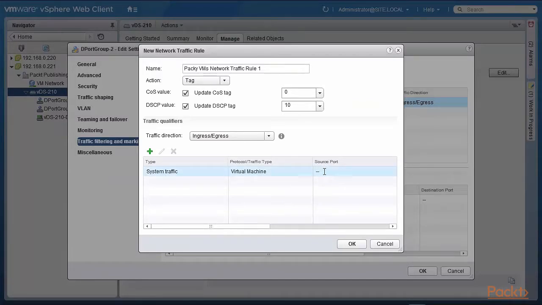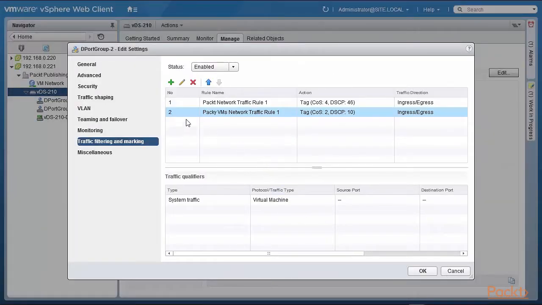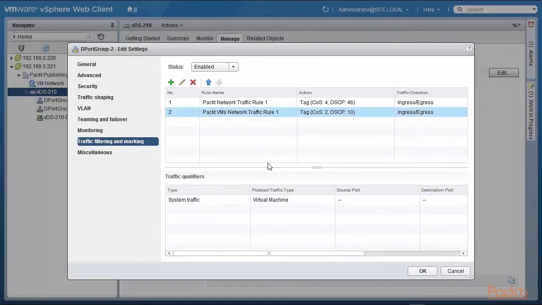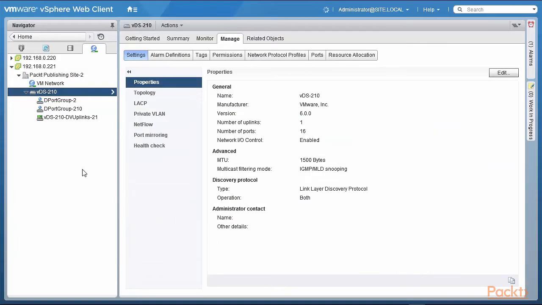We haven't specified anything else here in terms of source ports or anything. So okay, we really should change this. We now have 2 network traffic rules. One is for VMs and one is for management traffic. Management traffic gets a higher priority on layer 2, as well as expedited forwarding code point or per hop behavior based on the 46 DSCP. And actually this is a pretty nice priority as well for VM traffic, with a class of service of 2 and a DSCP of 10. And that's basically how this works. I click on OK, and that is that.